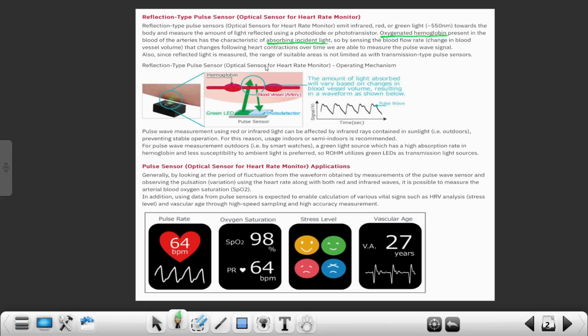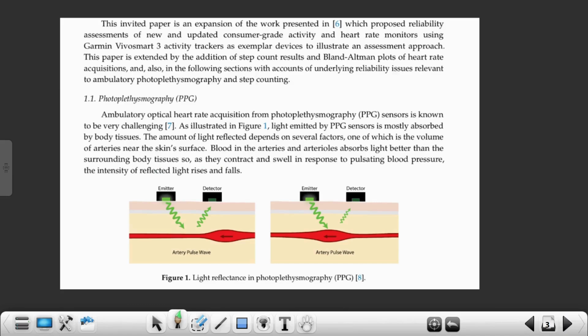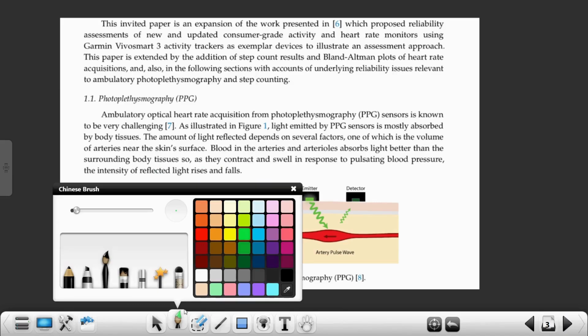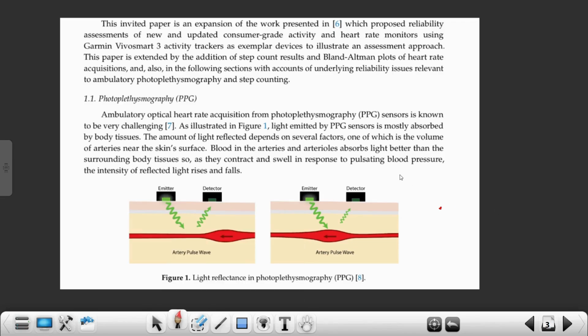I know you all guys might find it a little tedious to understand at the very first glance, but don't worry, we'll try to understand it in a better way. So let me proceed further. Again we will read this sentence which is mentioned over here. The sensor that we are going to use is the photoplethysmography or PPG sensor. You can clearly look over here. PPG sensor is known to be very challenging, as illustrated in figure 1, that means this particular figure.